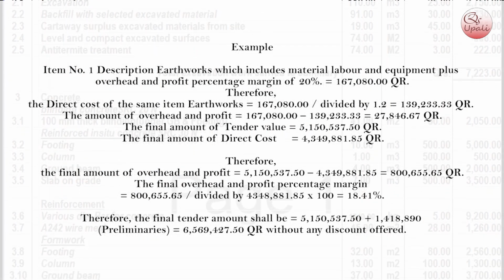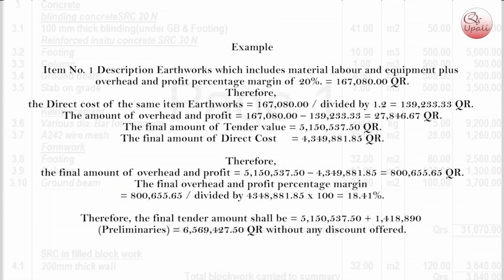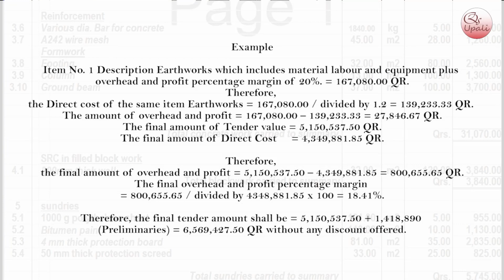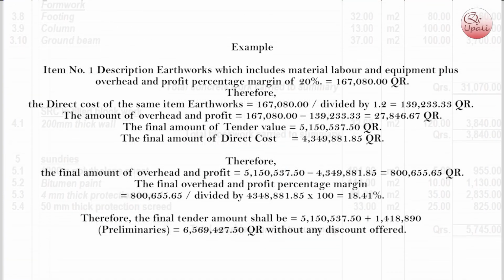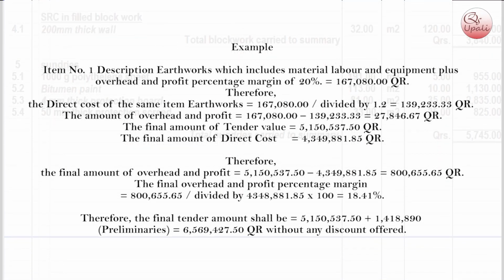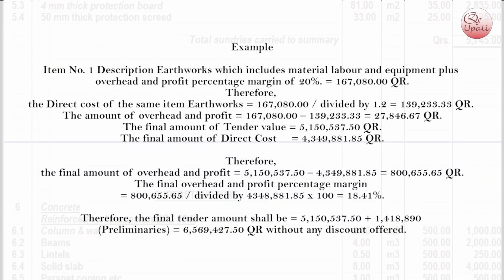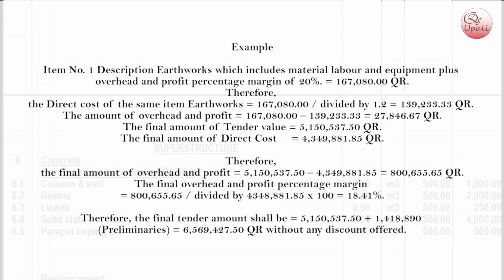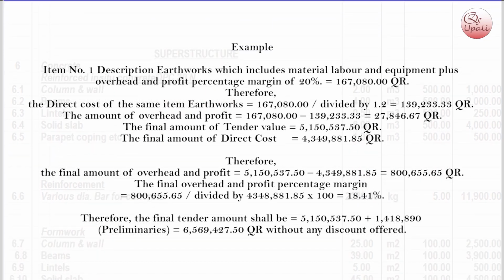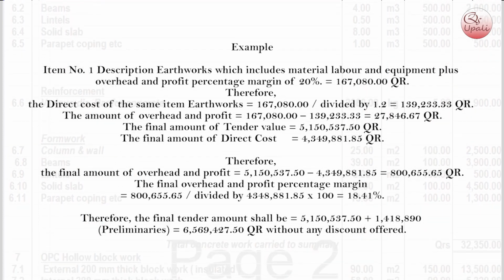The final amount of tender value equals 5,150,537.50 Qatar riyals. The final amount of direct cost equals 4,349,881.85 Qatar riyal. Therefore, the final amount of overhead and profit equals 5,150,537.50 minus 4,349,881.85 equals 800,655.65 Qatar riyal.